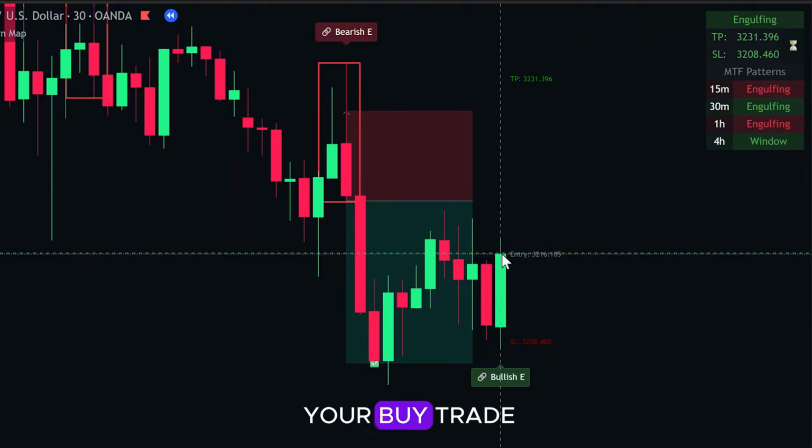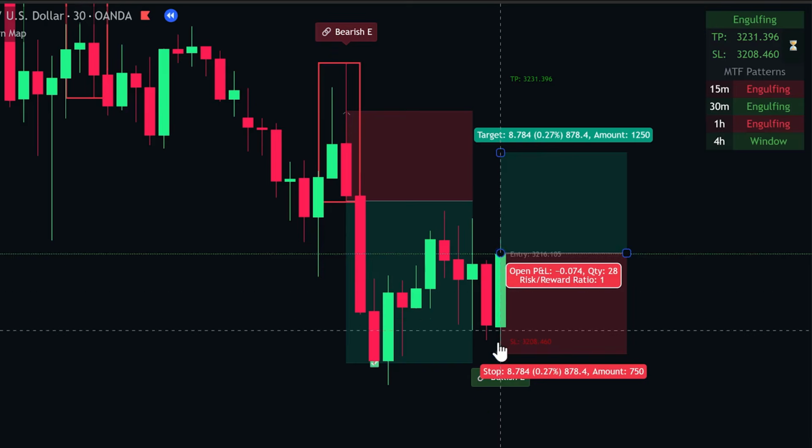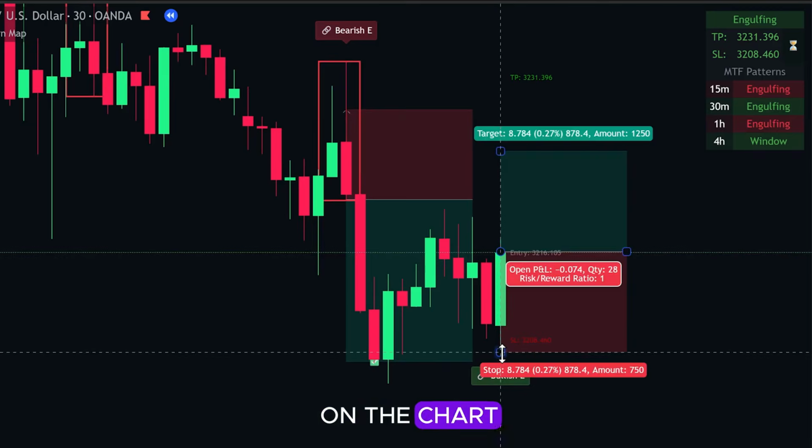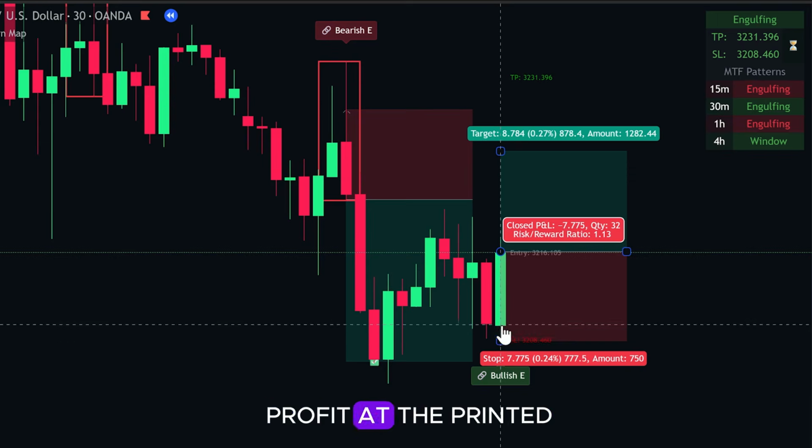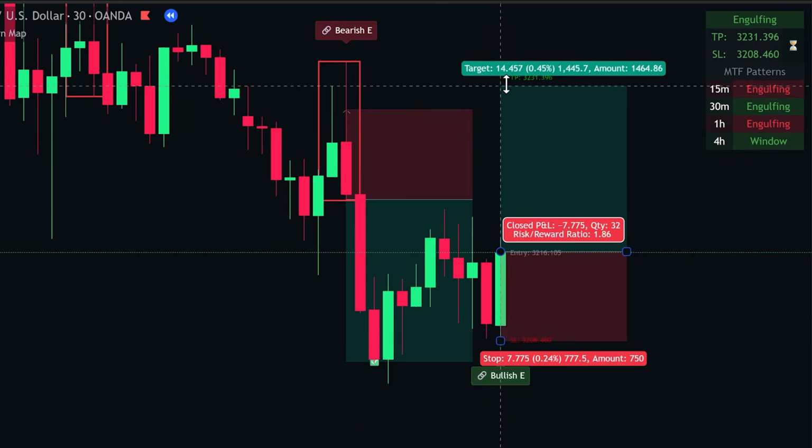You can now enter your buy trade at the close of this candle, set your stop loss at the level marked on the chart, and place your take profit at the printed take profit line.